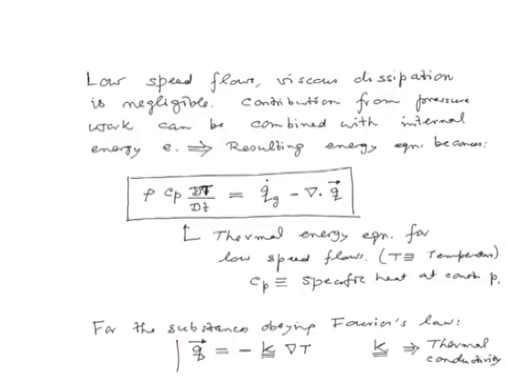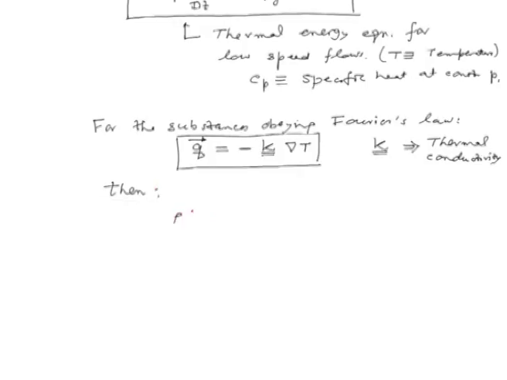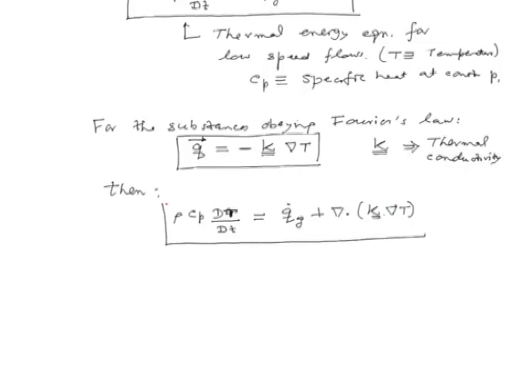So, now if you substitute the Fourier's equation in the thermal energy equation which we have obtained earlier, then we get it in the simplified form rho Cp D of capital T by dt is equal to qg dot plus divergence of k times gradient of T. So, this is the form of thermal energy equation for substances which obey the Fourier's law.